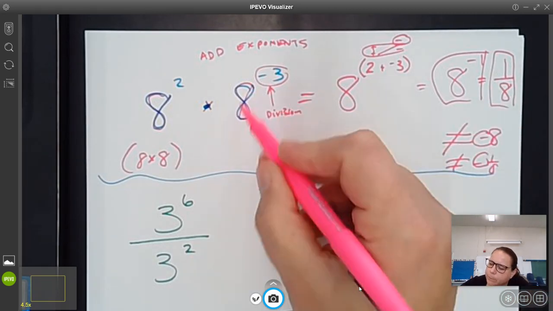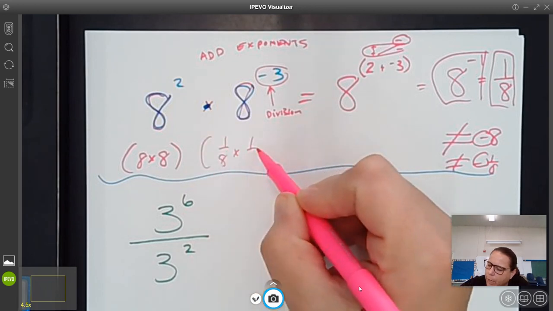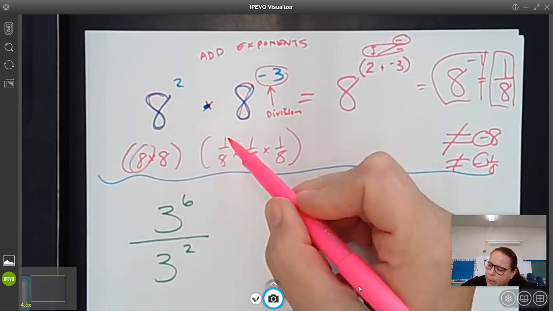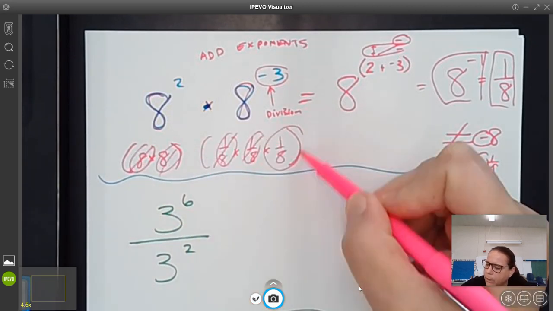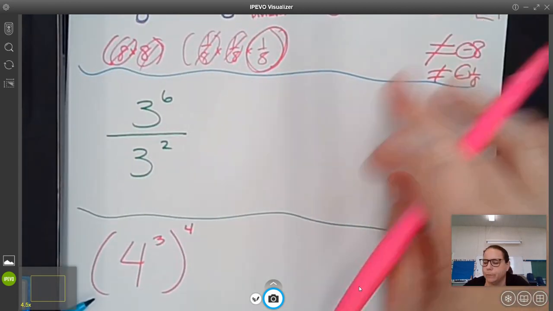Okay, and so right here, same thing. This is 1/8 times 1/8 times 1/8. And so you can see that this and this cancel off and make 1, and this will cancel off and make 1, leaving you with just that. So you can think about it in a couple different ways.